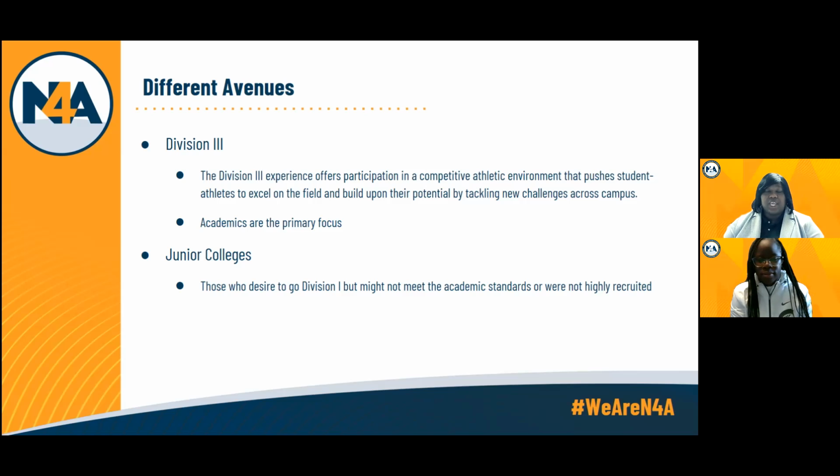So again, to recap, Division I programs are the ones that have scholarships and have the higher academic requirements. Division II has a mixture of scholarship, academics, and then the competition piece. And Division III offers the experience of participation in a competitive athletic environment that pushes the students to excel on the field and does not offer athletic scholarships.